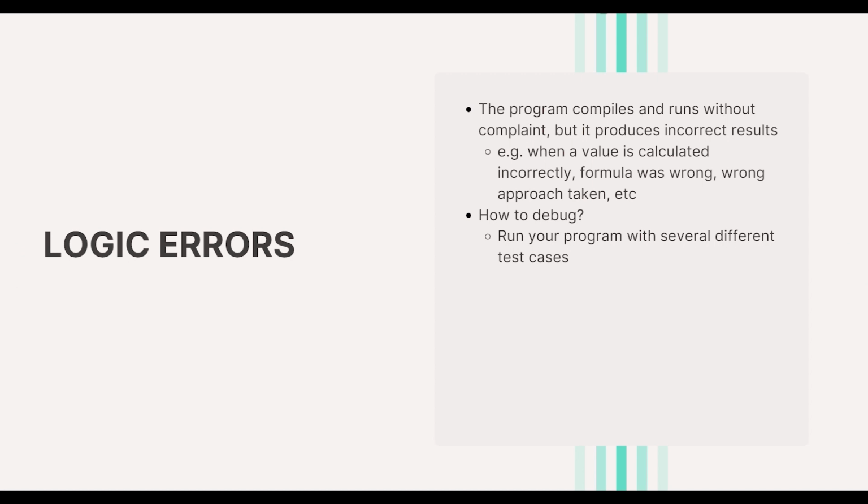We also have another type of error, and they're called logical errors. So this is when your program compiles and runs without any complaints, so it doesn't output that scary red message to you. But then the result that it outputs to you is actually not the one that you were expecting. So this can happen when you are calculating a value incorrectly, or you're using a wrong formula, or you took a wrong approach. So in order to fix this problem, you have to run your program with a lot of different test cases, just test it with a lot of different values, and you have to just run through it line by line and see where the mistake is.